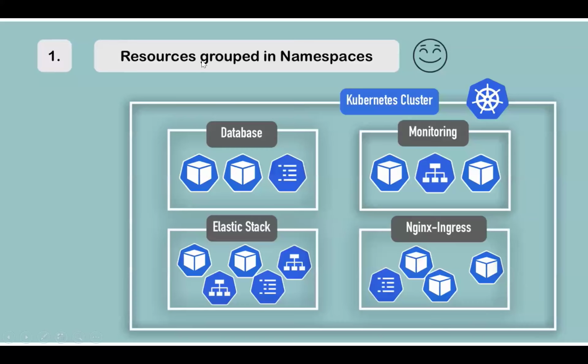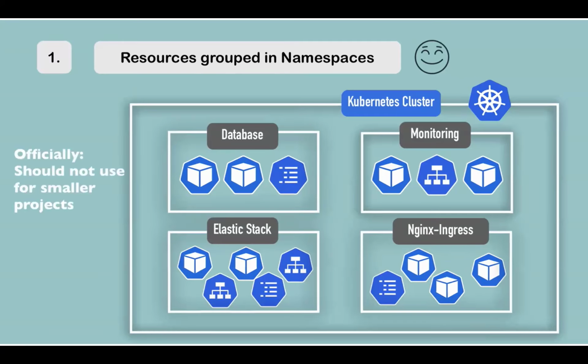But once you group resources together, for example, if I have database services like MongoDB and MongoExpress, I'll keep them inside the database namespace. If I have monitoring, suppose Prometheus and Grafana, I'll keep them inside another. Elastic Stack, I'll keep inside another namespace. Then Nginx or Ingress, I'll keep inside another namespace. See how organized it is. If I want to see all the components of database, I'll just type the namespace of database and I'll get all the components inside. Clear? That's the first use.